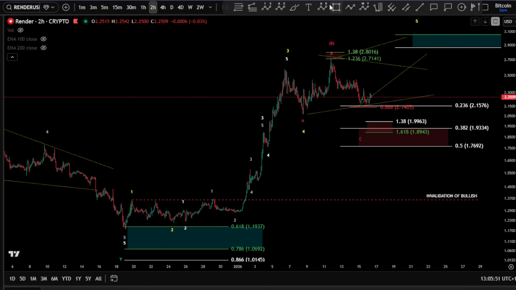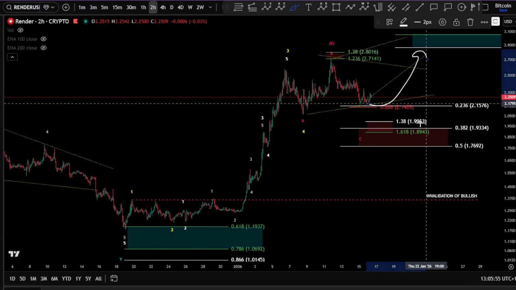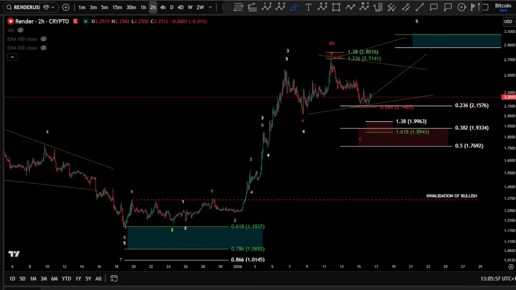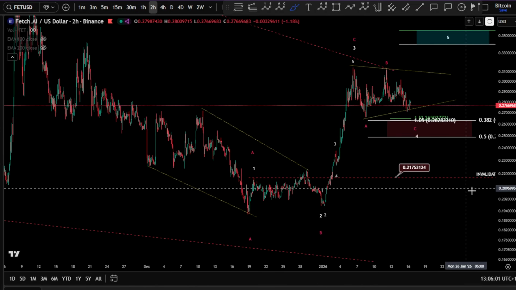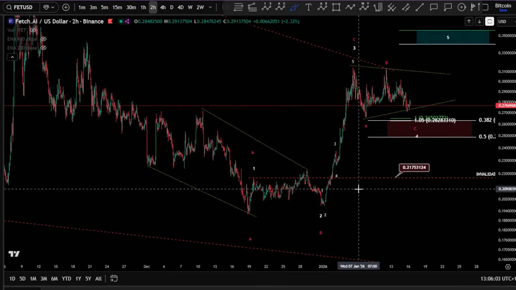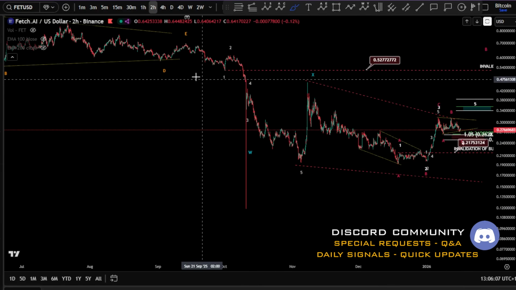Yeah, but highest possibility, guys, is to not take the low and then potentially to continue the push toward the upside for Rndr. For FET, also we are looking at the 2 hours chart here. For FET, of course, basically we have finished here a W, X, and a Y.